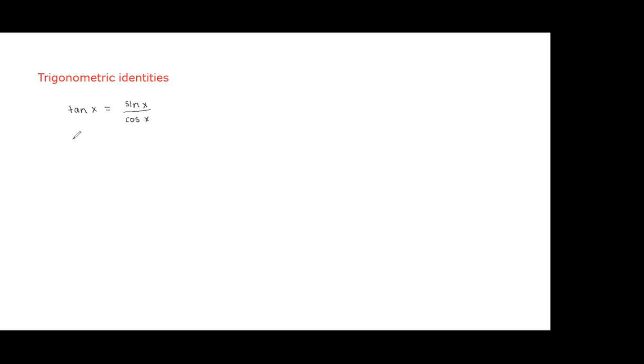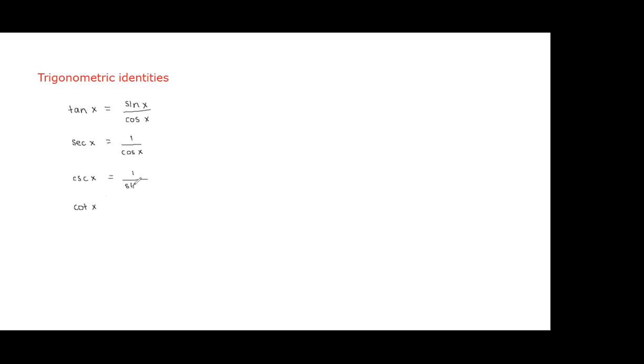Then, if you do the same thing, you can also write the functions secant of x, cosecant of x, and cotangent of x in terms of sine and cosine. So if I write secant of x in terms of sine and cosine, this is 1 over cosine of x. Cosecant of x is 1 over sine of x.